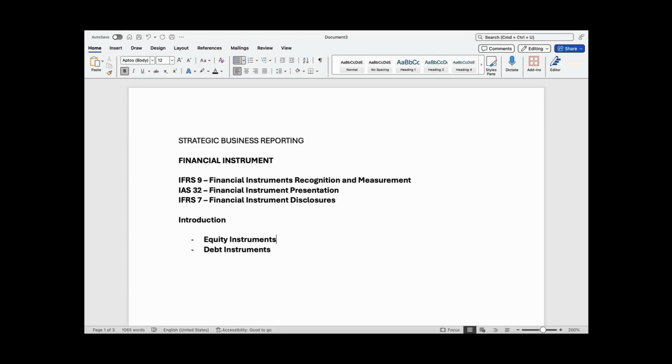Both from the standpoint of the issuer, the entity or the individual that is borrowing the money or that is collecting the money in the case of equity instruments, and also the person or the entity that is giving the money. We need to understand both sides properly.